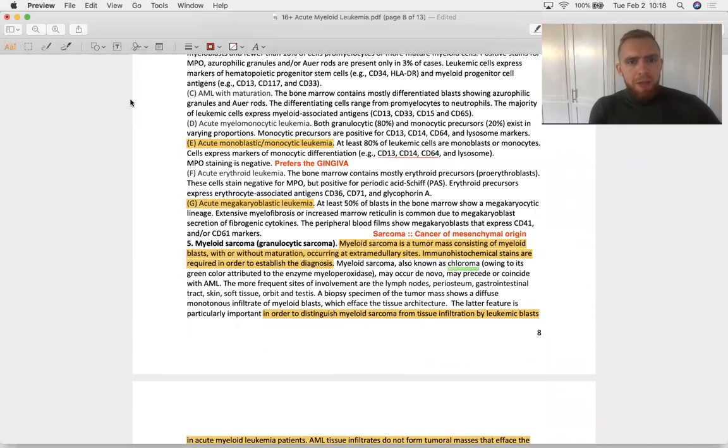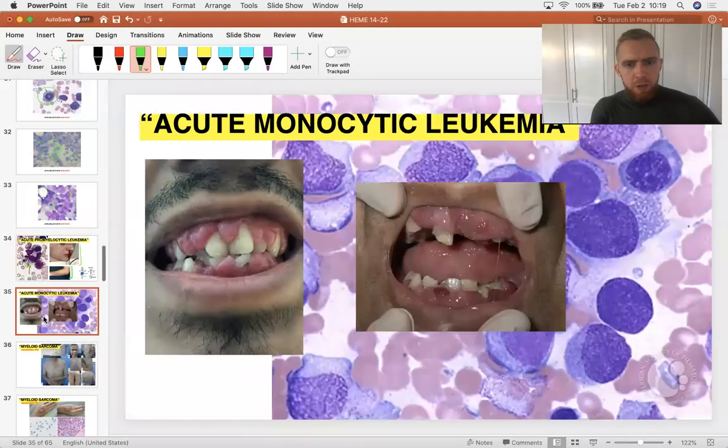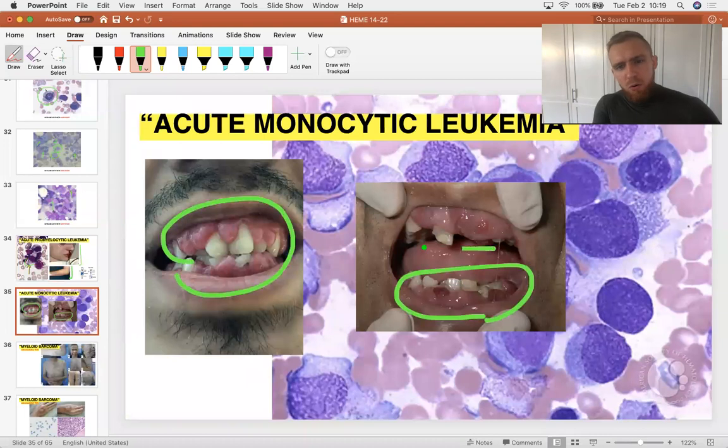Then there's acute monoblastic or monocytic leukemia. This one might get tested because it does have a particular presentation. This is leukemia that you're looking at inside the gums of these two patients here. Obviously, there's a wide differential anytime you've got this oral cavity inflammation, because there's a whole lot of bugs up in there. So ruling out an infectious cause is going to be high on your list.